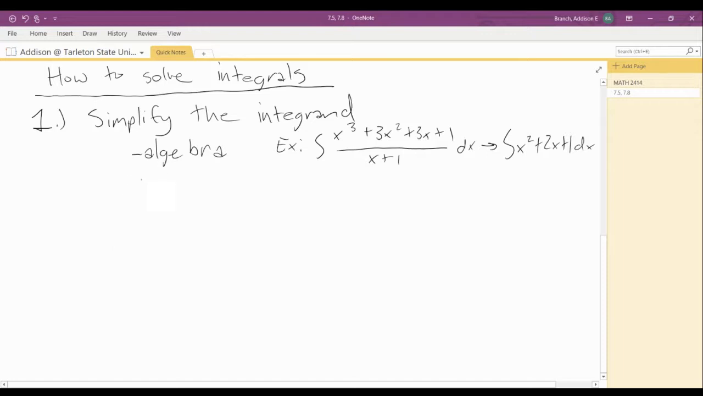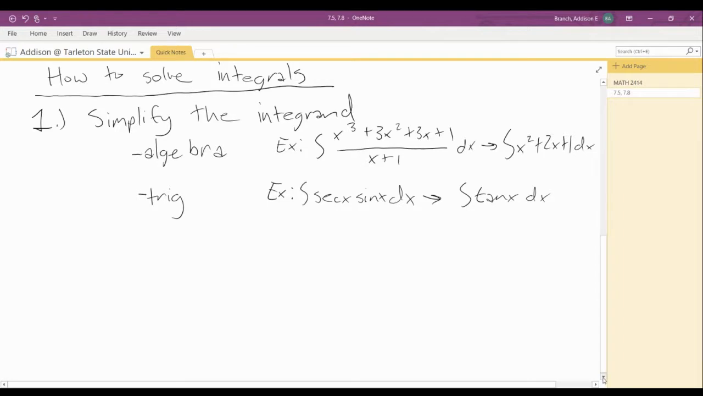Or you can simplify using different trig identities. For example, if we have secant x times sine of x, that initially doesn't look like the easiest integral to solve, but then we can turn that into sine over cosine, which is just tangent of x, and we have a formula for that. We can just plug and chug, boom, we're done.